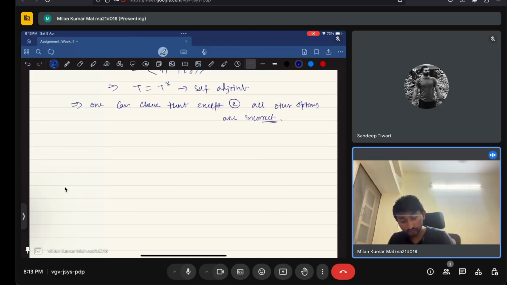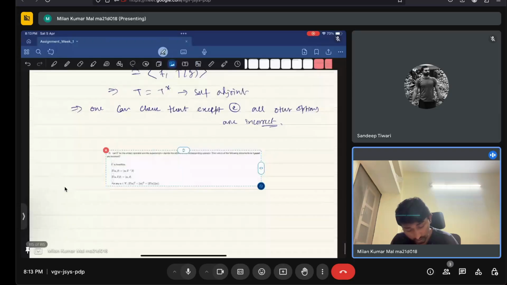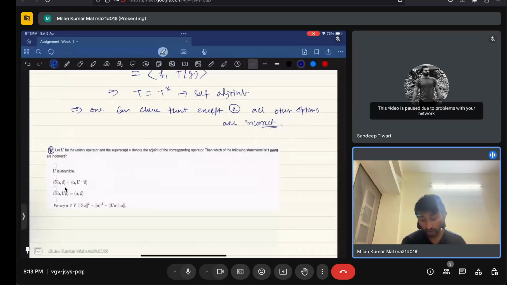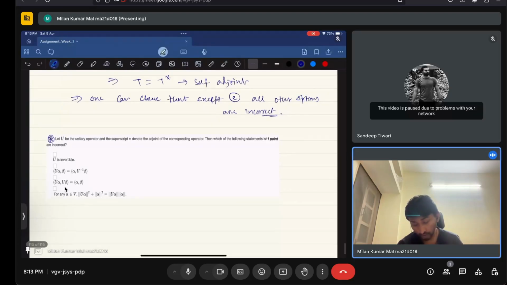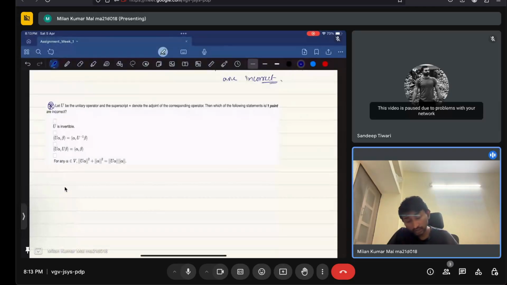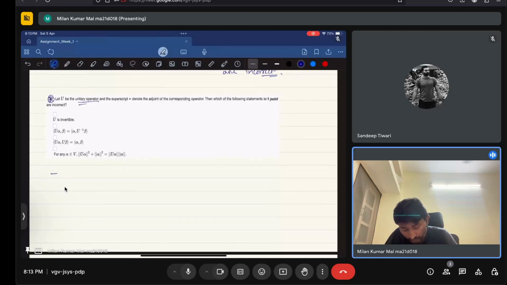Okay, so let's go to the second problem. Yeah, this may be a little good problem. So this is the problem. It says, let u be the unitary operator and the superscript star represents the adjoint operator, then which of the following statements is correct? First option, that u is invertible. Okay, u is the unitary operator, this is directly saying something. Okay, u is a unitary operator, right?